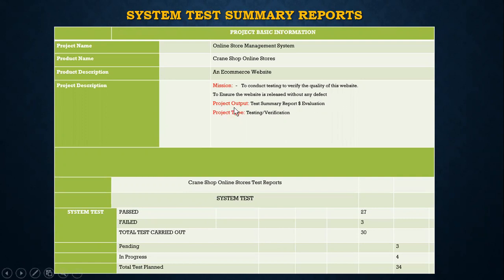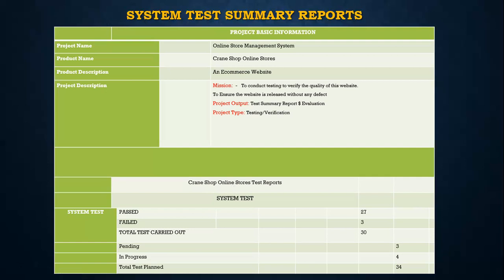Then we have project output, which is the test summary report and evaluation. Now the project type is testing, system verification. In our testing, we have made a lot of work to reach out to our customers, and we tested the system or the product, which is called Cranesoft Online Stars.